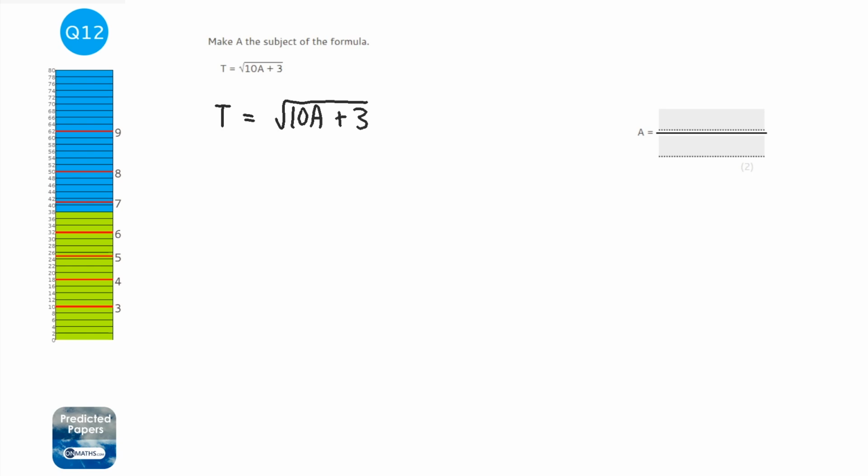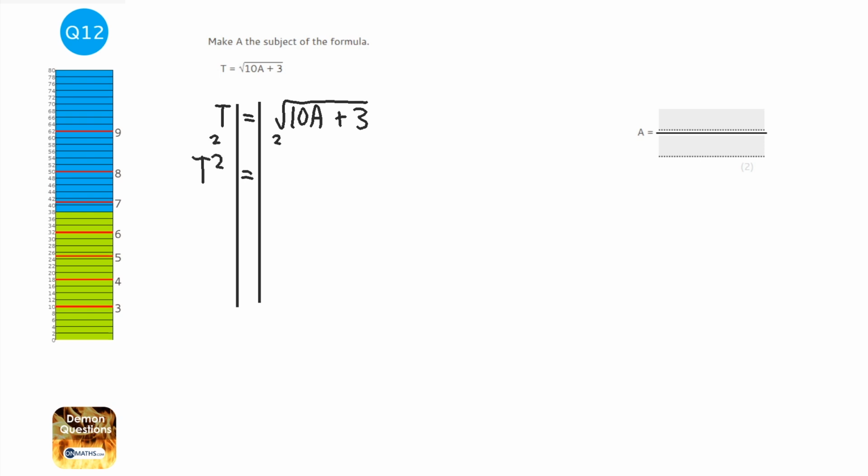Now we're asked to make A the subject, which means we want A equals. So I'm going to put my lines down. Now the first thing I need to do is get rid of that square root, because if you look, the right hand side is all trapped in that square root. So what I'm going to do is square both sides. So we've got t squared equals, and when I square the square root, it just gets rid of the square root.